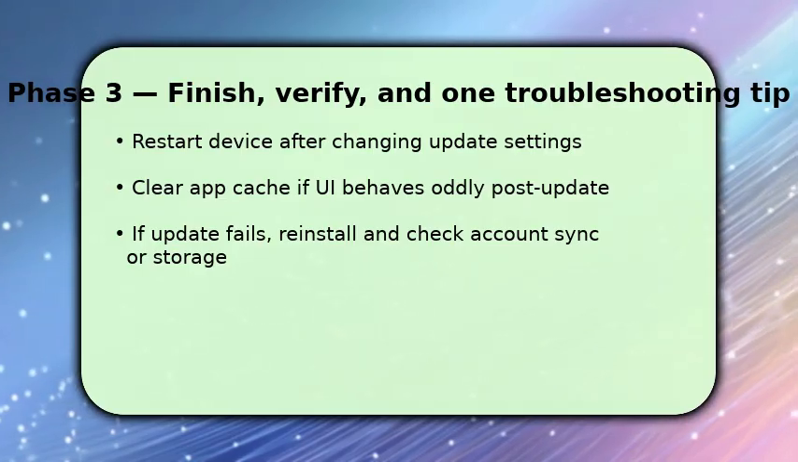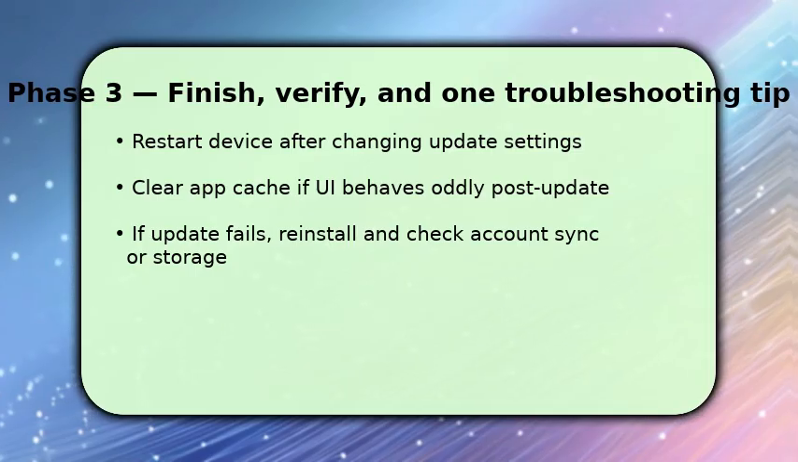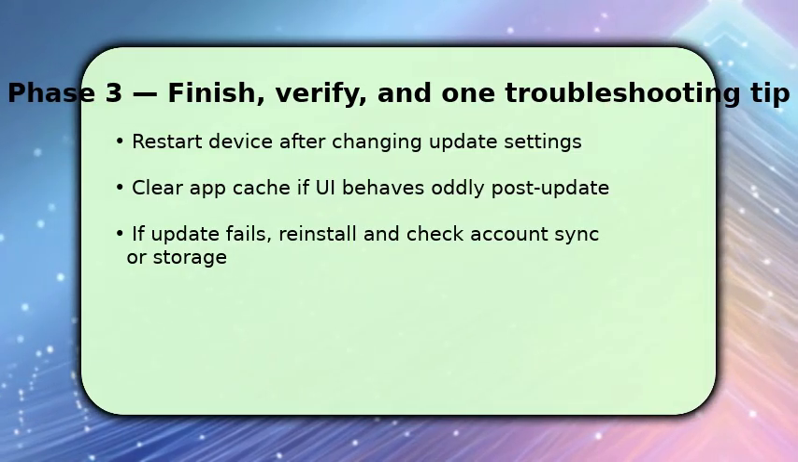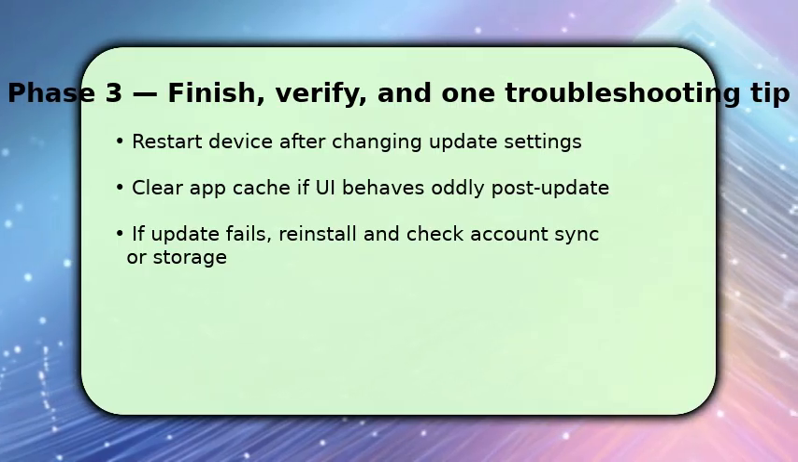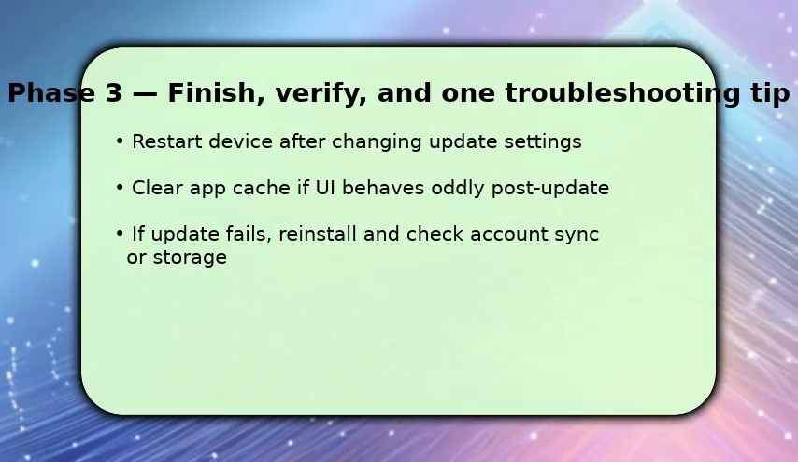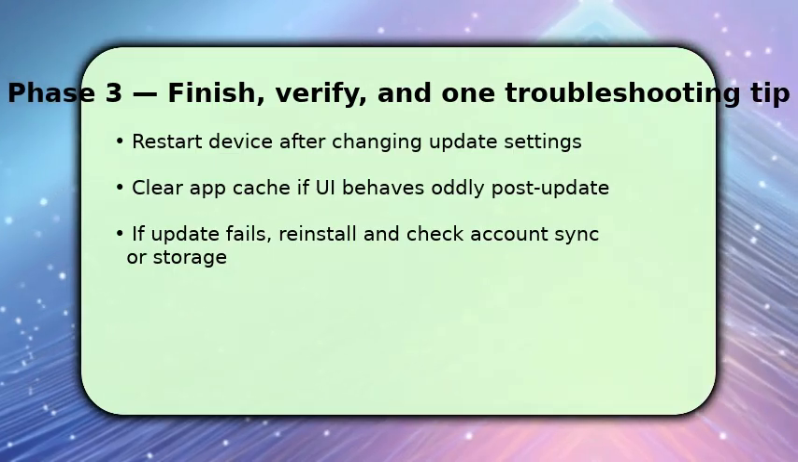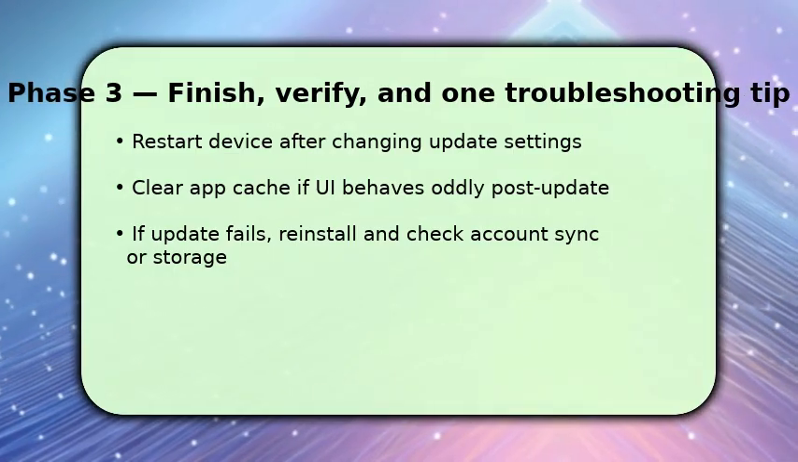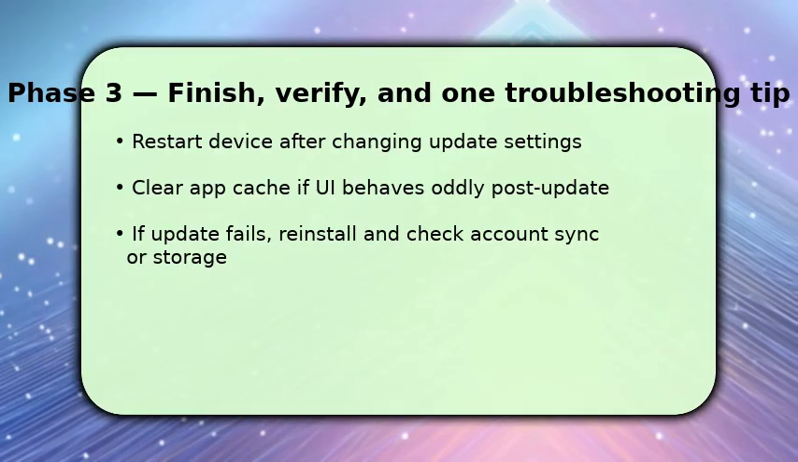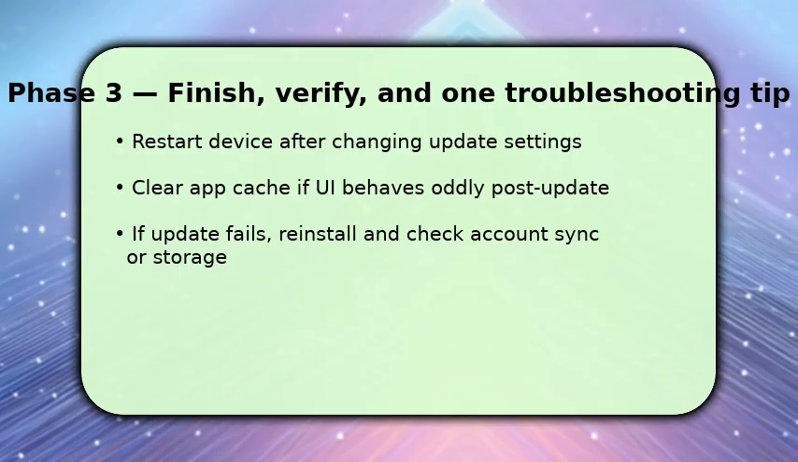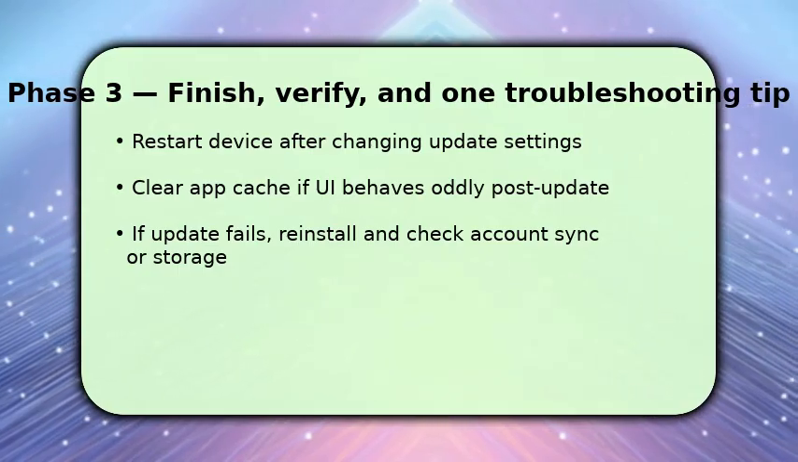If the app still misbehaves after an update, clear YouTube's cache and data from app settings. This often fixes UI and playback issues. If updates fail to install, uninstall and reinstall YouTube from the Play Store and confirm your account sync and storage space are valid. One troubleshooting tip: if a specific update breaks features, opt out of beta or uninstall updates to return to the last stable build before proceeding.